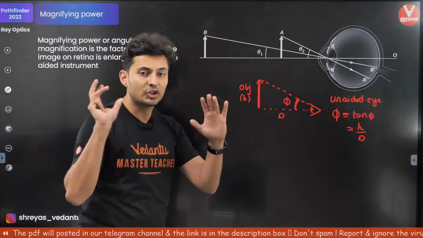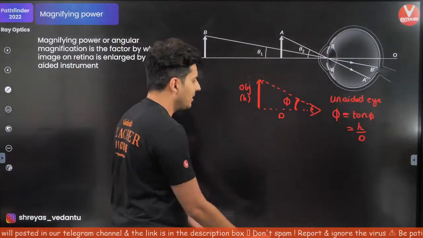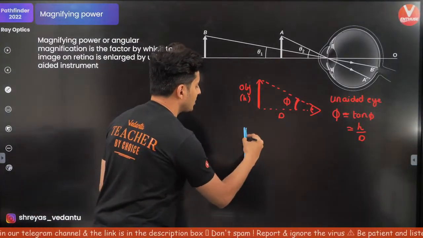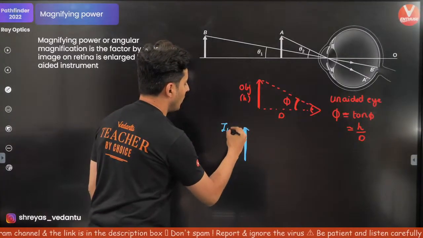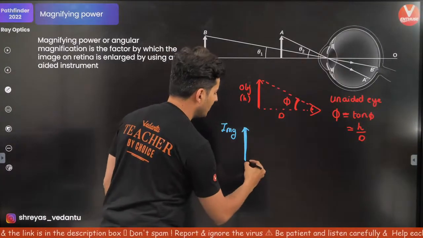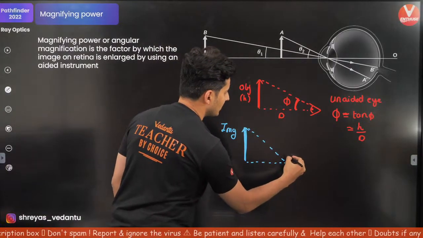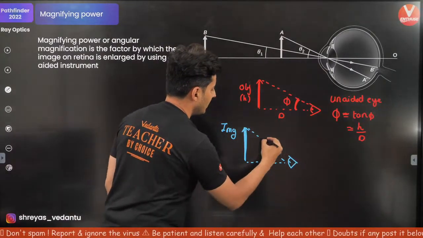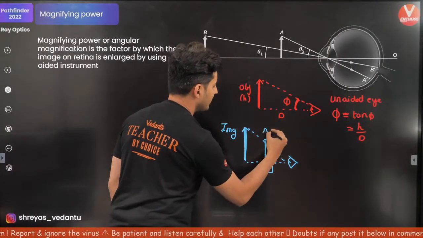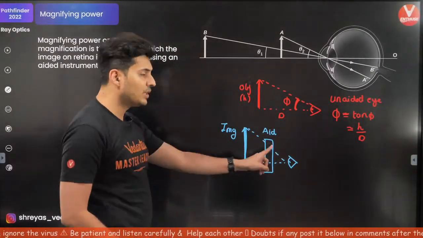Now, let's say you add some aid. You use some instrument, it could be any instrument, because of which this is the image formed. Now the image could be formed at some other distance. So this is your eye, and maybe this is some kind of instrument. This is the aid which you are using.